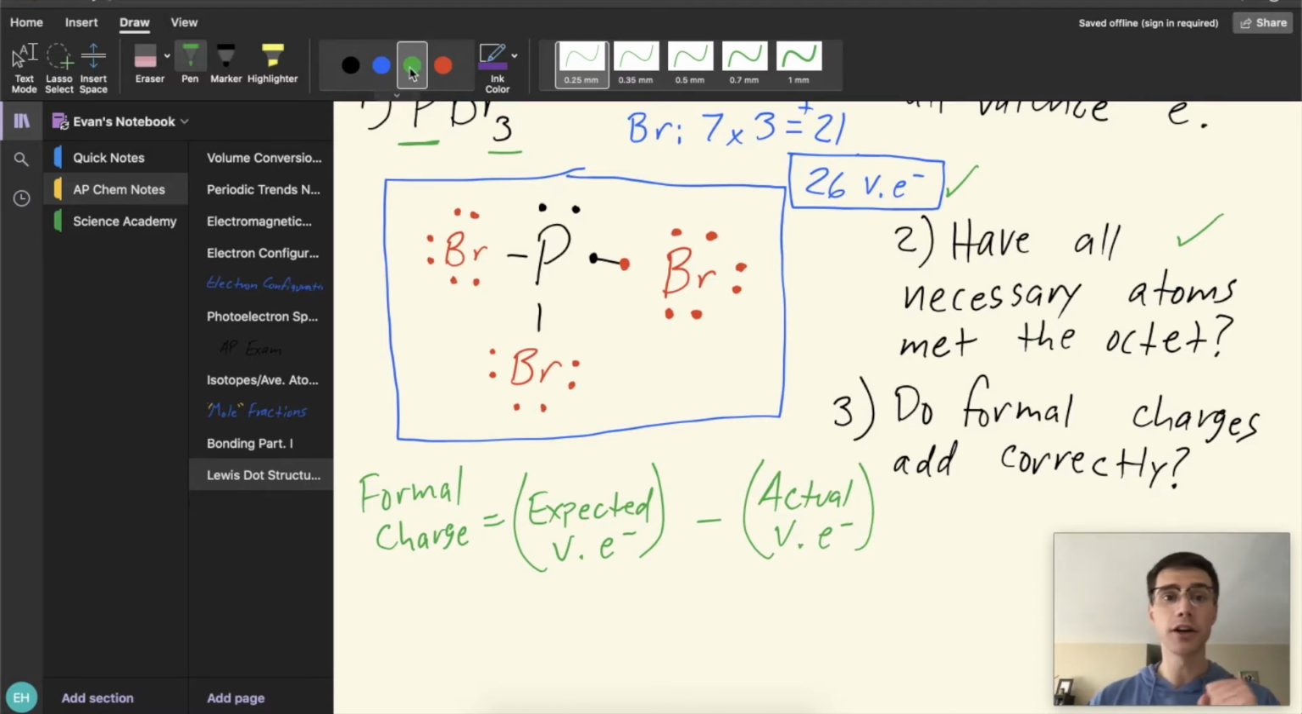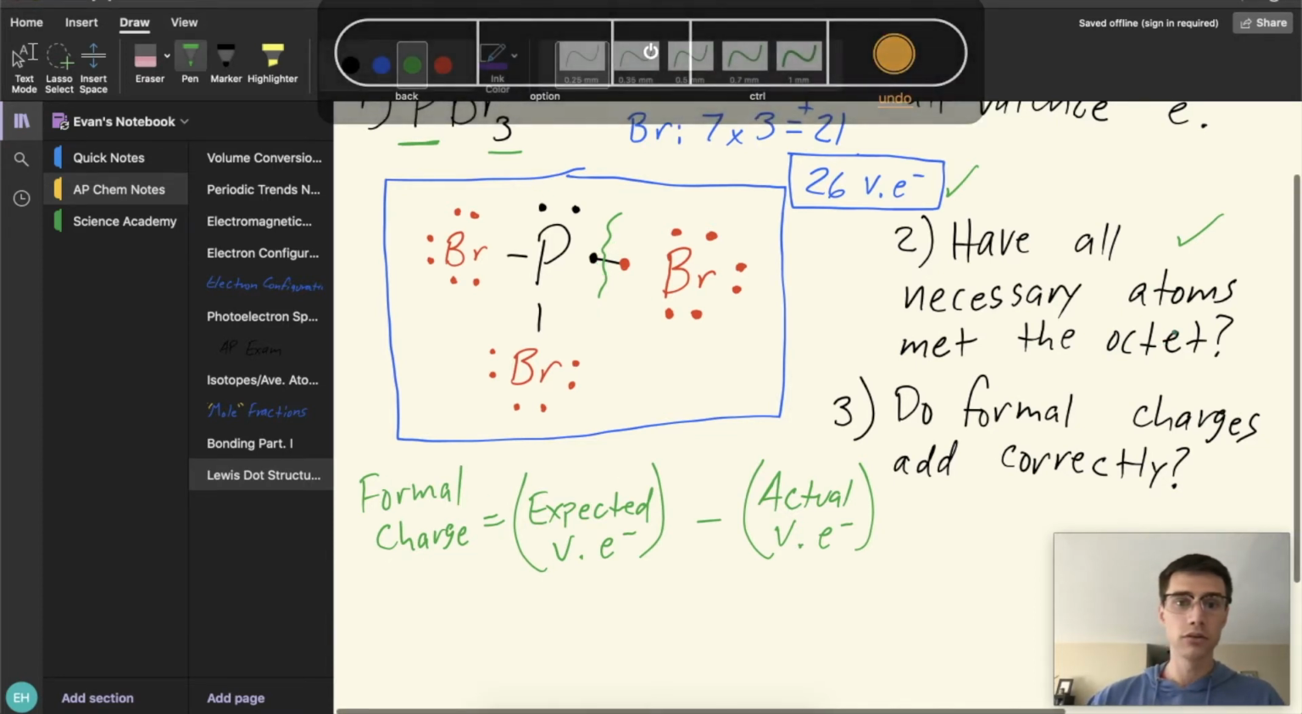The big difference here is in any given covalent bond, both of these electrons count for filling the octet because they're being shared back and forth. However, when we are talking about formal charges, the actual number of valence electrons does not include this electron, because this is not a valence electron from bromine. This black electron is a valence electron from phosphorus. Even though it's being shared back and forth to complete that covalent bond, this is not an electron that we would count when we're taking into account formal charges.